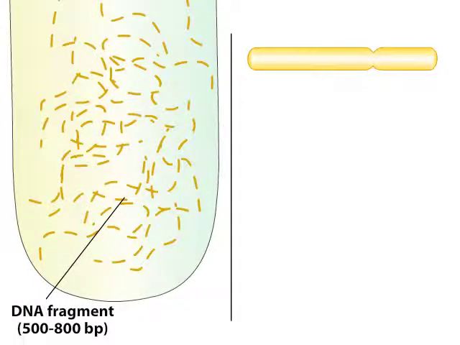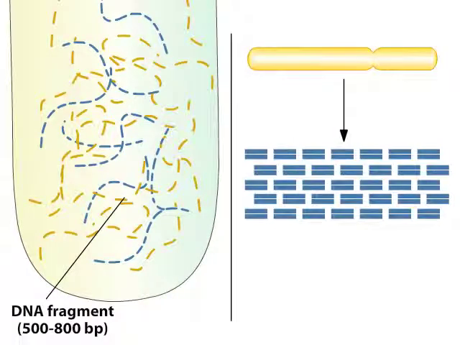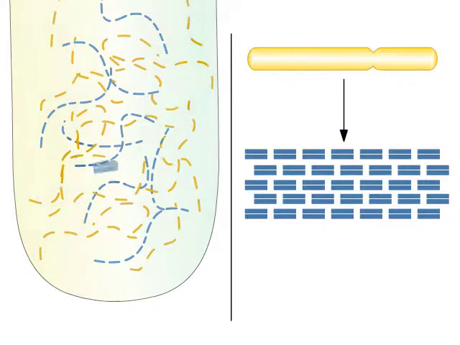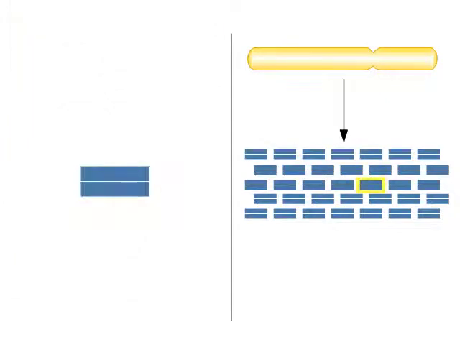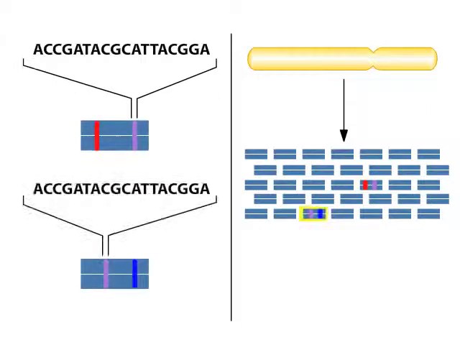We will focus on the subset of these fragments that are derived from the chromosome on the right. These fragments are indicated in blue. After a multi-step process of isolating and replicating the fragments, the DNA of each fragment is sequenced.